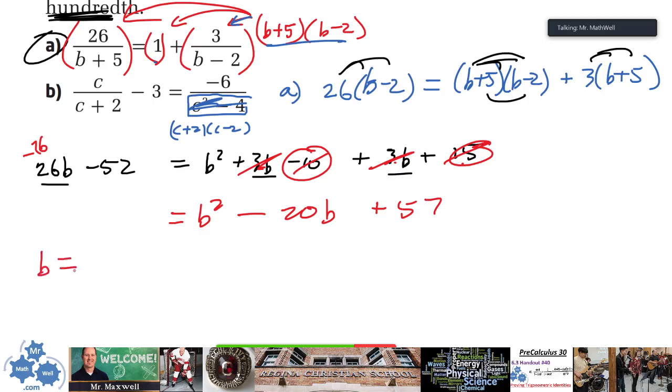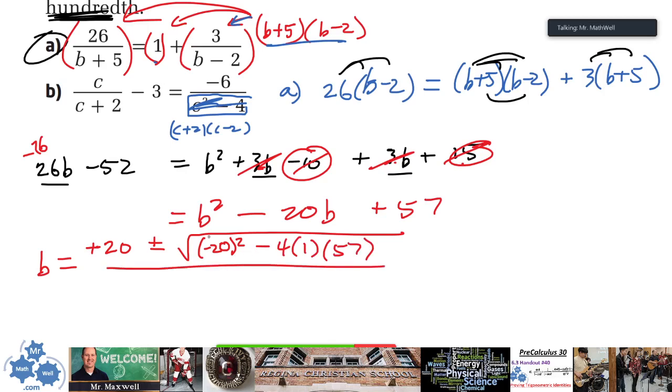So b equals negative b, so that's going to be actually a positive 20, plus or minus the square root of b squared. So that's negative 20 squared, minus 4 times a, which is 1, times c, which is 57, all over 2a, or 2 times 1.